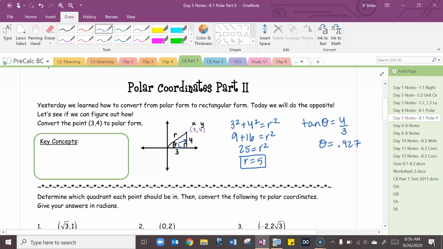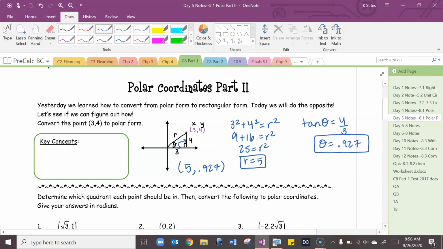So if you have a degree symbol, we assume we're in degrees. If you don't have a degree symbol, it's assumed you're in radians. So make sure that if you need a degree symbol, you have it, because again, otherwise the assumption would be that you're in radians. So this is theta, and our point would be 5, 0.927.